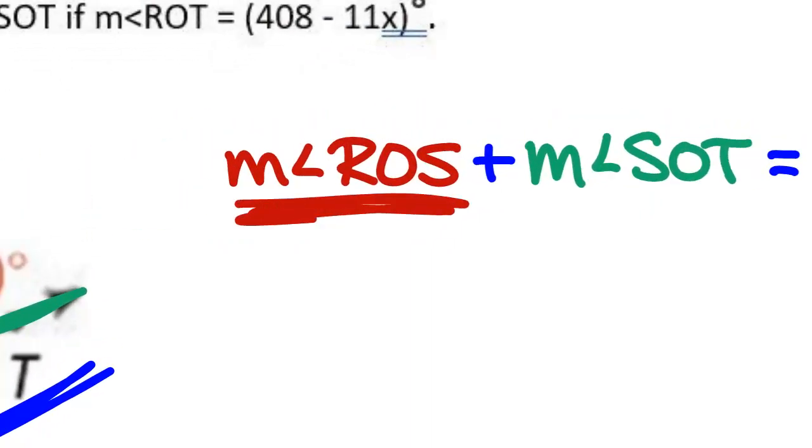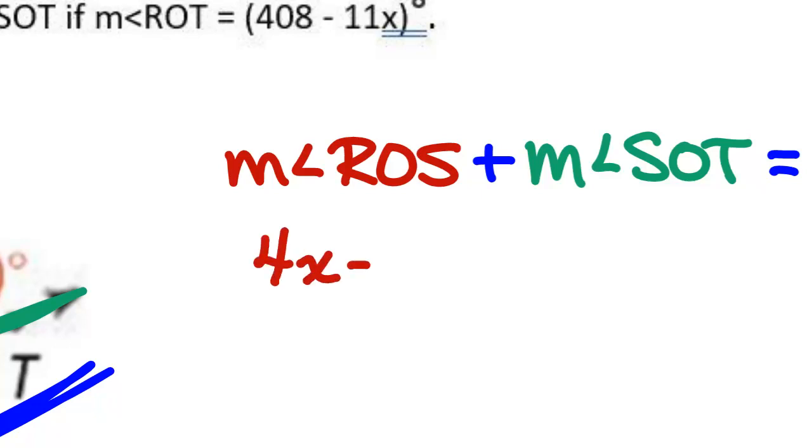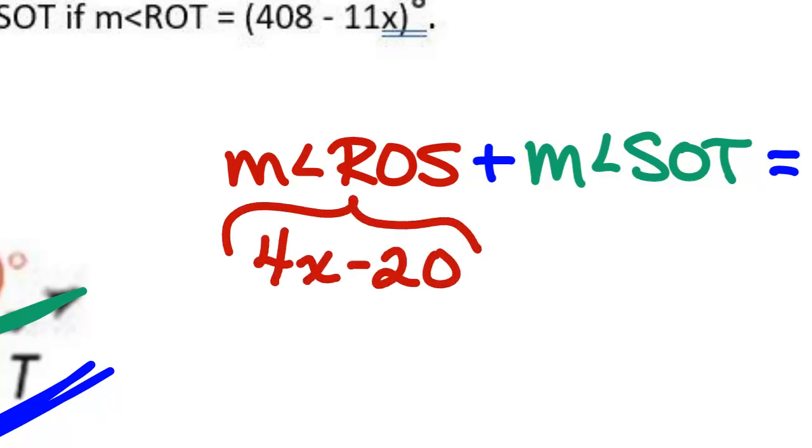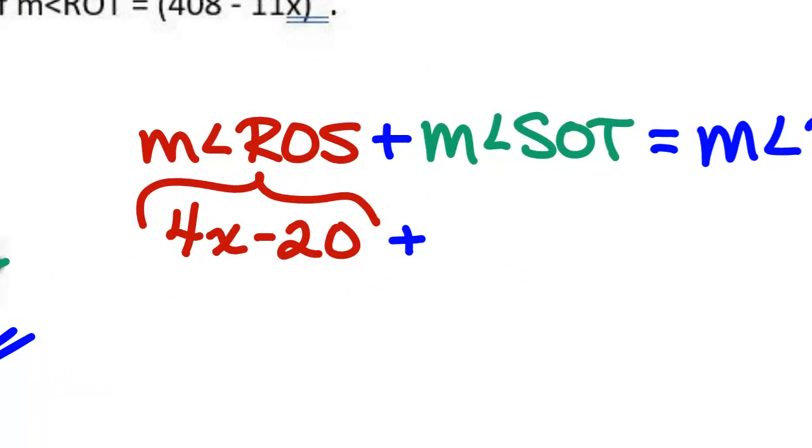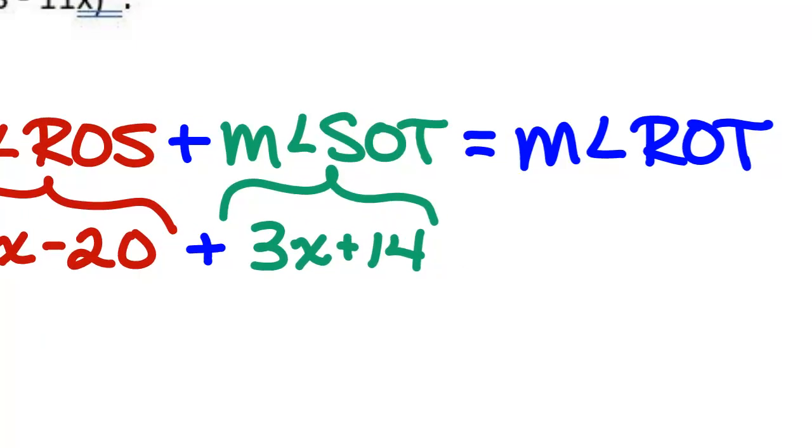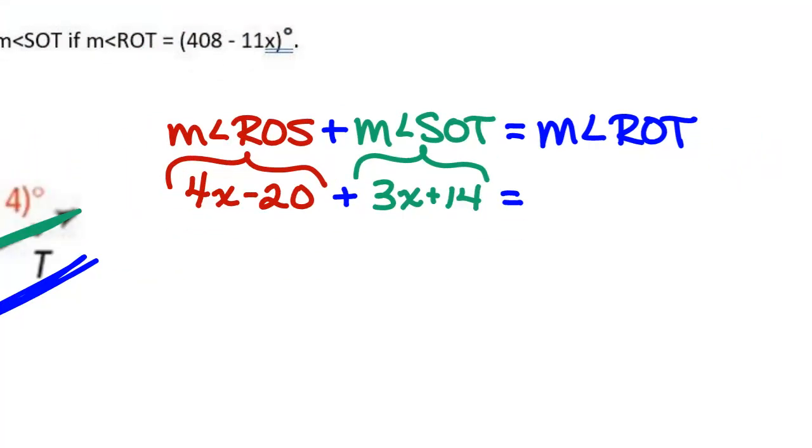Do we know how big angle ROS is? 4x minus 20 degrees. So I'm going to substitute that in the place of ROS. Do we know how big angle SOT is? 3x plus 14 takes the place of SOT. Be very careful here. Did they tell us how big the measurement of angle ROT is?